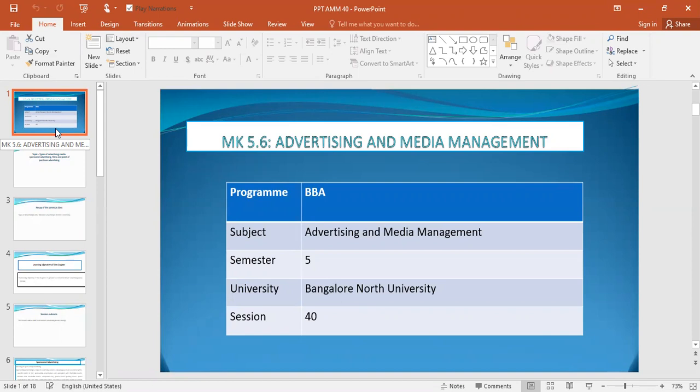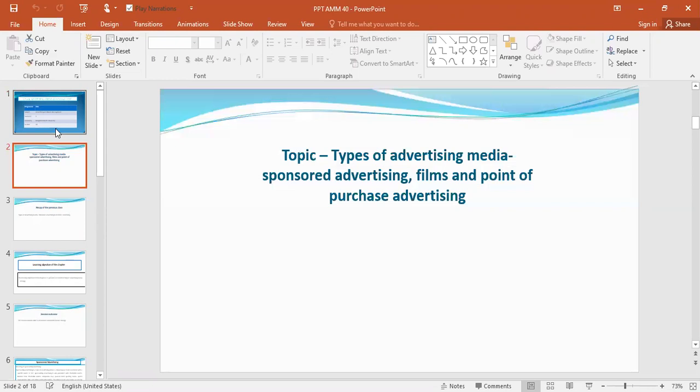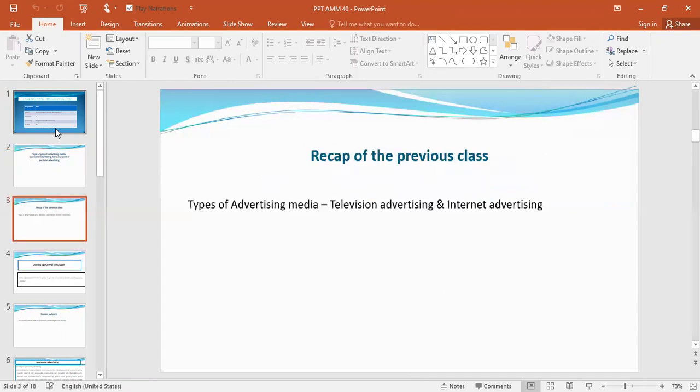The session for today's discussion is session 40 of Advertising and Media Management subject for 5th MBA students of Bangalore North University. The topic for today's discussion is types of advertising media, in which we are going to learn about sponsored advertising, films, and point of purchase advertising.